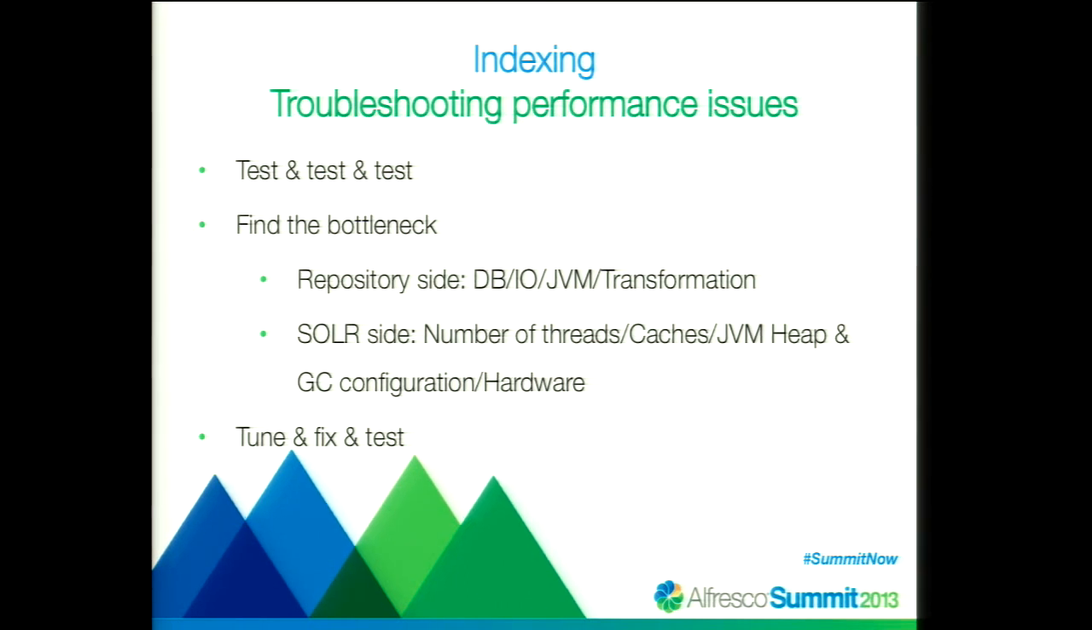And you need to check the JVM. As I said, I always focus on the JVM and the transformation. On the SOLR side, you can tweak the number of threads for the indexing. You can tweak the caches, the JVM heap, and GC configuration, and then you can think about adding more hardware. In general, the hardware is not the issue. It's just configuration stuff. And then you can tune, fix, and retest again till you get the performance you need.